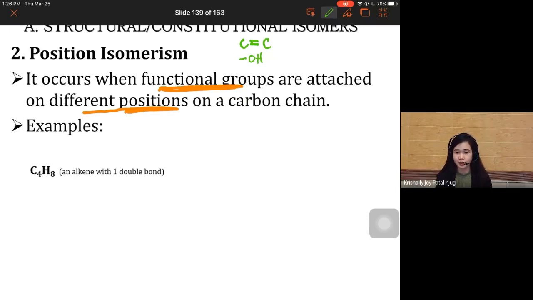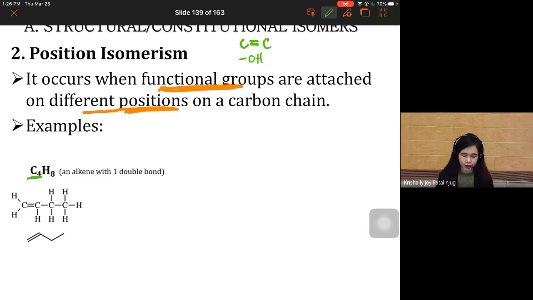Say for example, the given molecular formula is C4H8. It is an alkene with one double bond. What prefix do you expect for four carbons? Butene, right. So you can have a butene here. And recall that for alkenes, we always place a position for the double bond.